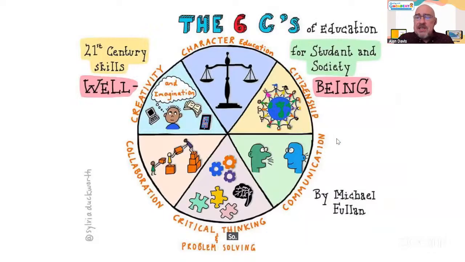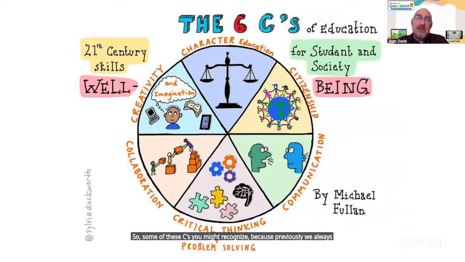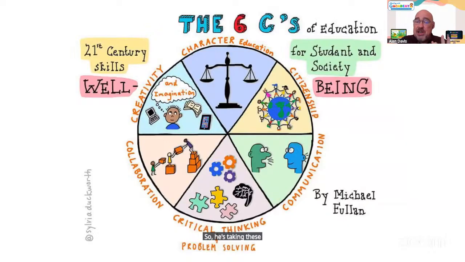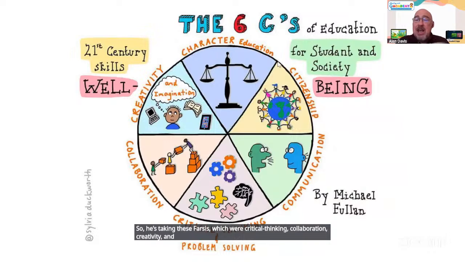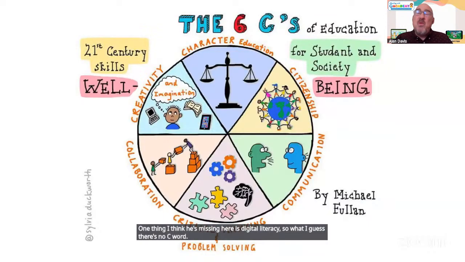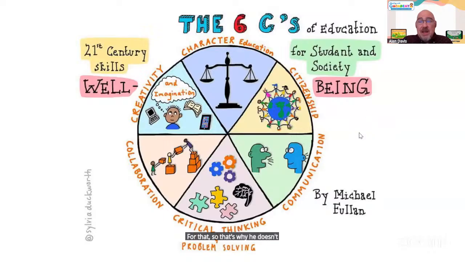So some of these C's you might recognize because previously we always talked about the 4 C's. So he's taking these 4 C's, which were critical thinking, collaboration, creativity, and communication, and he's adding character, education, and citizenship. One thing I think he's missing here is digital literacy. But I guess there's no C word for that. So that's why he doesn't have it.